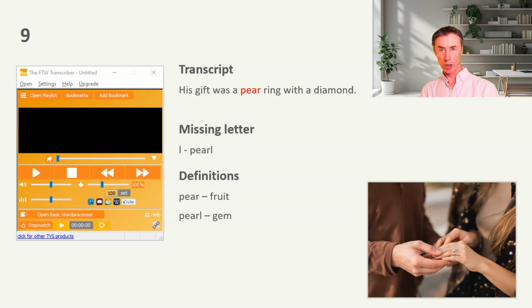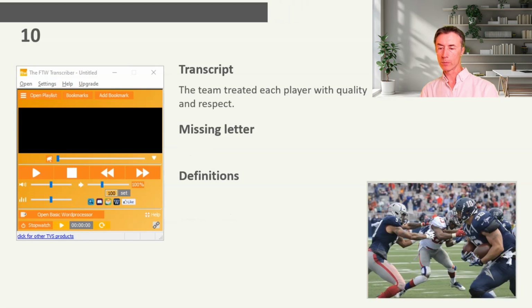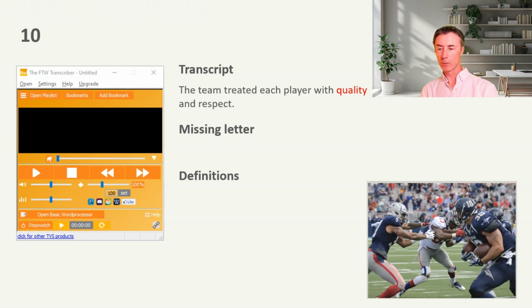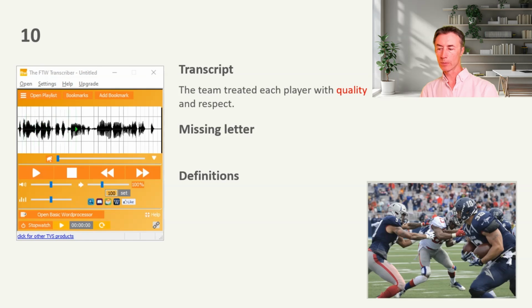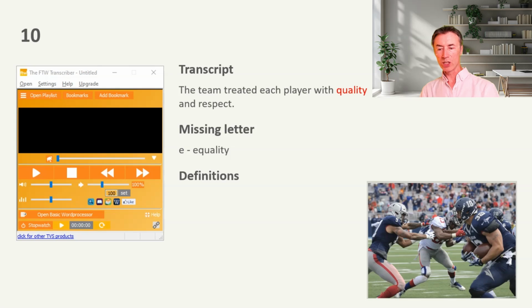Number 10, which word has a missing letter? Here's the answer, quality does. Which letter is missing? Have a listen. The team treated each player with equality and respect. The missing letter is E. What are the definitions of quality and equality? Quality means the standard of something. Equality means sameness.